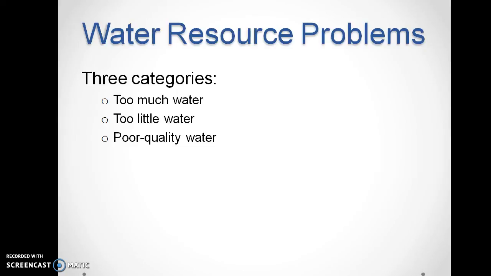So with this water and availability of water, we talk about water resource problems. They fall into one of three categories. Generally, you can have too much water, too little water, or your water is not good quality.